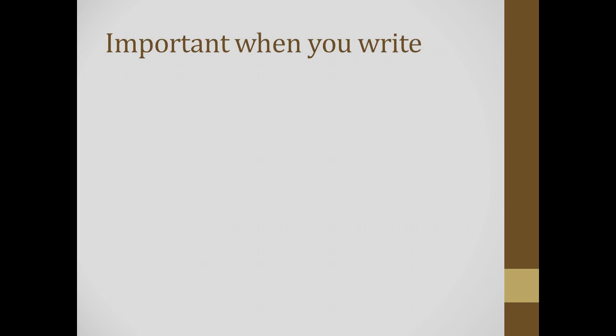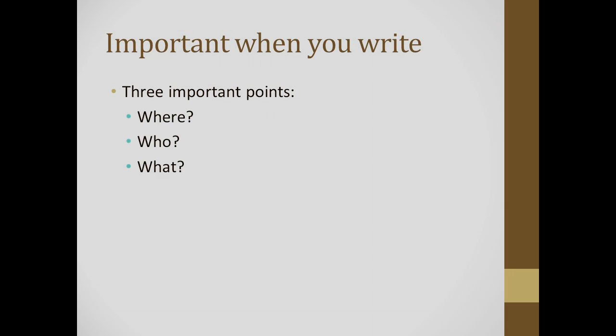Important things to think of when you write an article is that you think of 3 important points when you start writing. These 3 are where, who, and what. Where is the article going to appear? Is it going to appear in a newspaper, or in a blog, or a magazine only for teenagers?